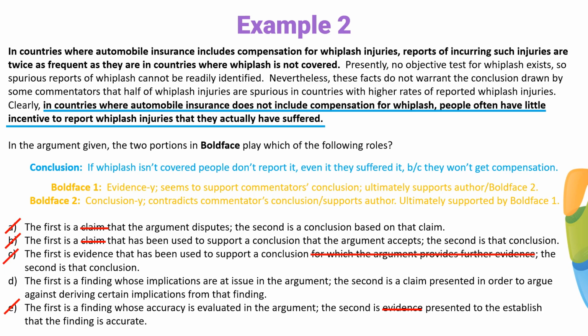D gets it right. The evidence in the first boldface leads to a conclusion that's at issue. You bet it's at issue. The author doesn't agree with it. He flat out disagrees with it. The second boldface is a conclusion that goes against that first conclusion made by the commentators. So D is our correct choice. Now, this is a tricky question, but notice we got it down to 2 answer choices just by checking to see if they labeled the first sentence as something evidence-y and the second sentence something conclusion-y. All right, very nice work.